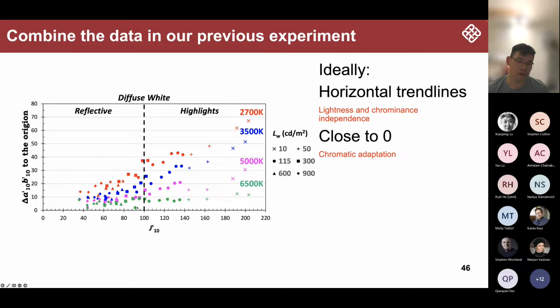So when the adapting condition was 6500K, the independence was pretty good, and also the chromatic adaptation was pretty good. But when the adapting condition was 2700K, the independence was very bad, and the chromatic adaptation was also very bad. This actually tells us that for HDR conditions, the existing color appearance model or uniform color space is not really doing a good job, especially when the ambient condition has a lower CCT value. But for 6500K, it was actually pretty good.